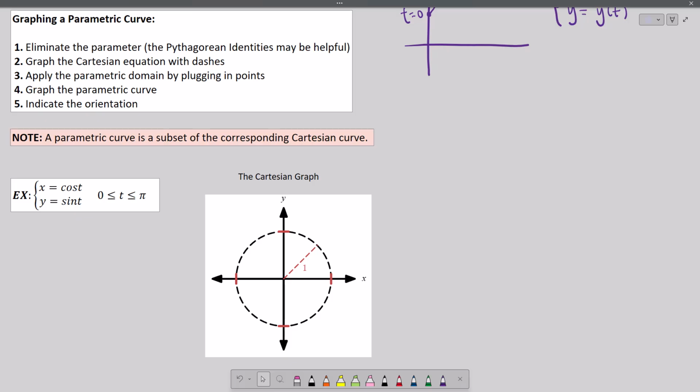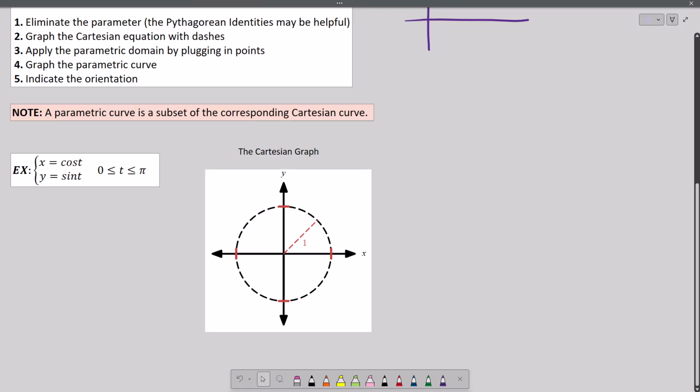We're going to go back to rectangular when we're in two-dimensional space to start establishing a handle on these. So we're going to eliminate the parameter t. Often the Pythagorean theorem, if we see trig functions, will be helpful. We're going to graph the Cartesian equation. You will usually graph it with dashes. And then we're going to apply the parametric domain. We see a domain on this parameter t. And then we're going to graph the parametric curve and indicate the orientation. So those are our steps.